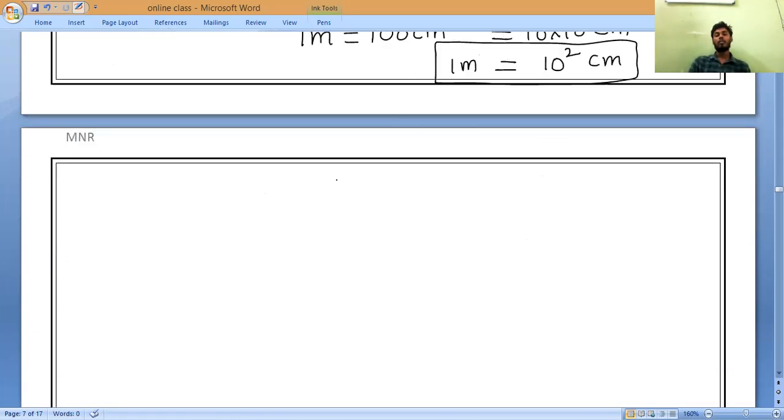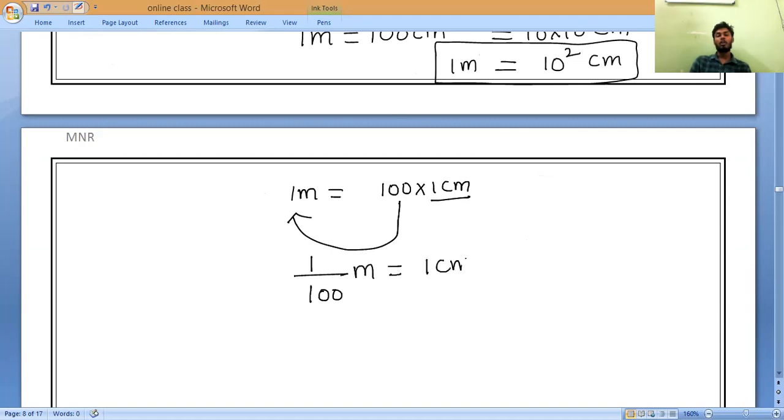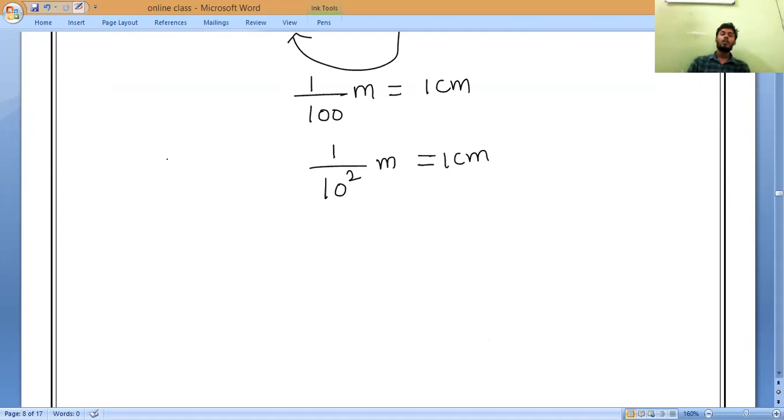Now, the reverse relation. 1 meter is equal to 100 into 1 centimeter. Now, you want 1 centimeter. 100 is in multiplication, so it will go to the other side and become division. So 1 by 100 meters is equal to 1 centimeter. 1 by 100 is 1 by 10 power 2 meters, which is equal to 1 centimeter.